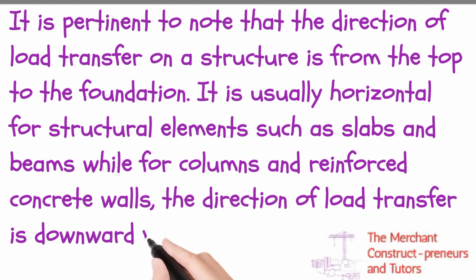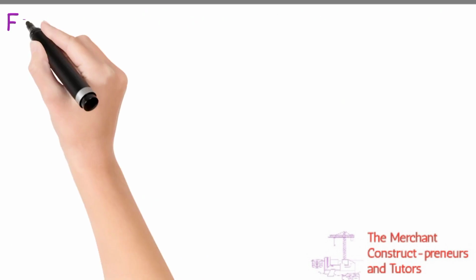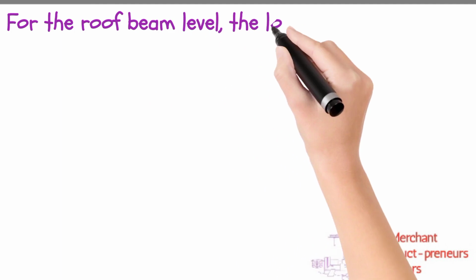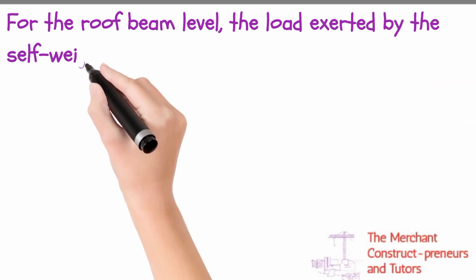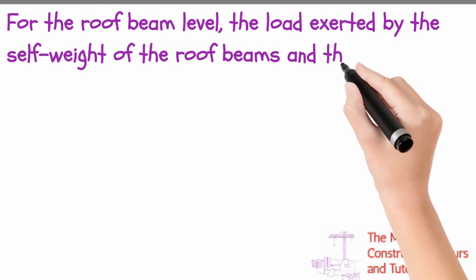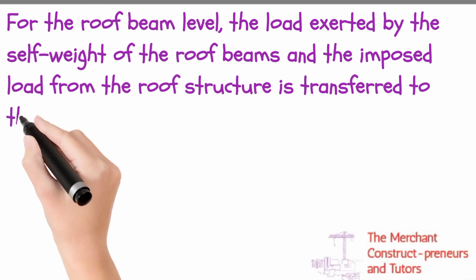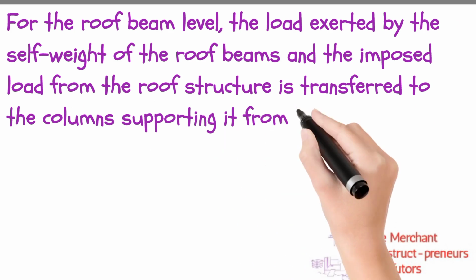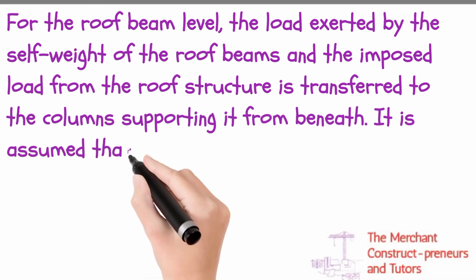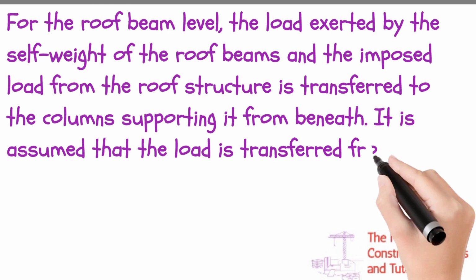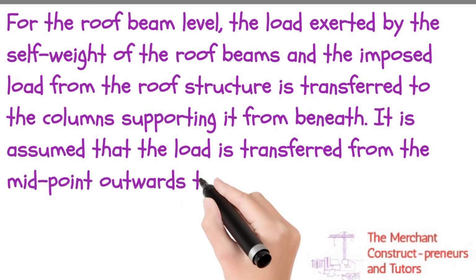You get the roof structure transfers to the column, and the roof beam also transfers to the column. It is assumed that the load is transferred from the midpoint out towards the support, the column supports. As you can see in the diagram there, it moves each way from the midpoint to the column support. So for the slab, the load from the self weight of the slab and other imposed loads on the slab is transferred to the beam supporting it from beneath.